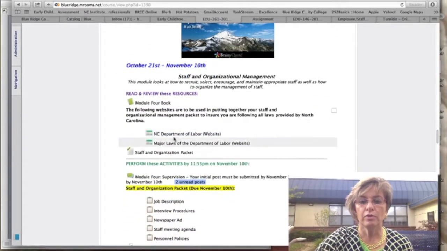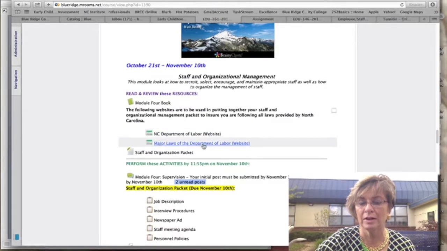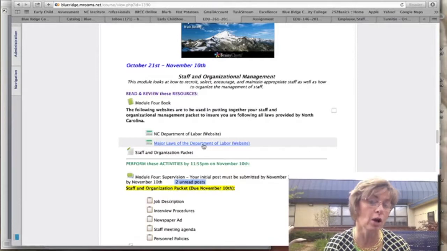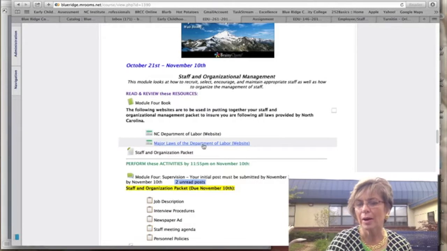Here are a couple of websites you want to look at: the North Carolina Department of Labor and also the major laws of the Department of Labor. Those two websites would be helpful, because as you go through the assignments for this module, you want to make sure you are abiding by the North Carolina Department of Labor as well as the other labor laws that are in effect.